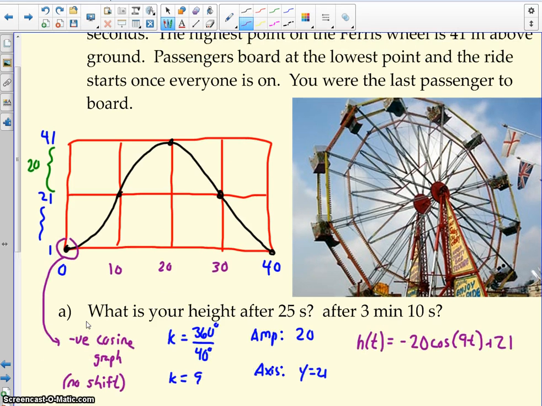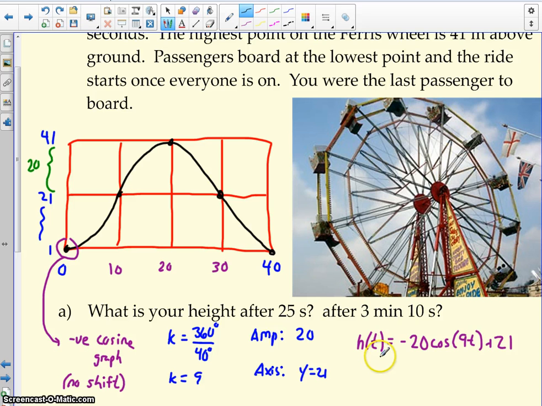Okay, so again, I started labeling all my information here. My period's 40 seconds, so 360 over 40 gives me a 9 for a value of k. My amplitude is 20, going from 21 to 41 is a distance of 20. My axis is at y equals 21. Now, to make my graph, I chose to use the starting point right here. So it starts at its minimum, so that'll be a negative cosine graph. The nice thing about choosing this point as well, because it starts at 0, there's actually no phase shift. The equation is a little bit nicer to work with.